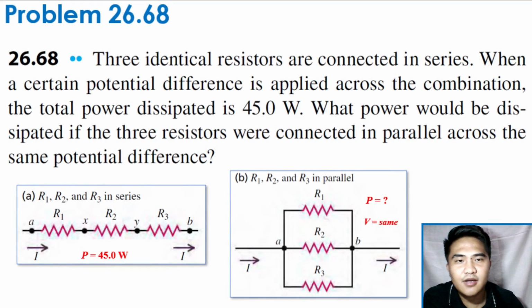Okay, last problem, problem 26.68. Three identical resistors are connected in series, as shown in this figure. When a certain potential difference is applied across the combination, the total power dissipated is 45 watts. What power would be dissipated if the three resistors were connected in parallel across the same potential difference?